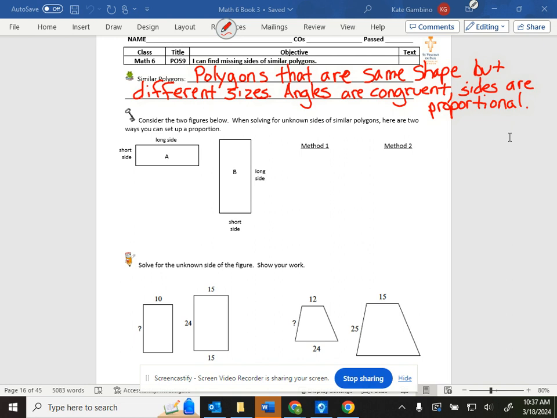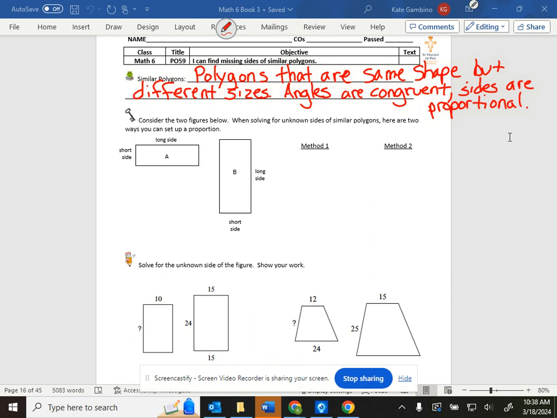So let's look at our two figures below. When solving for an unknown side of similar polygons, there are two ways we can set up our proportion. So the first thing, we're going to look at these two rectangles. Are they the same shape? I saw some people kind of shake their head no, and some people shake their head yes. How would we look at these? I've got a long rectangle and I've got a tall rectangle. Why would I think that they are the same shape, Madeline?